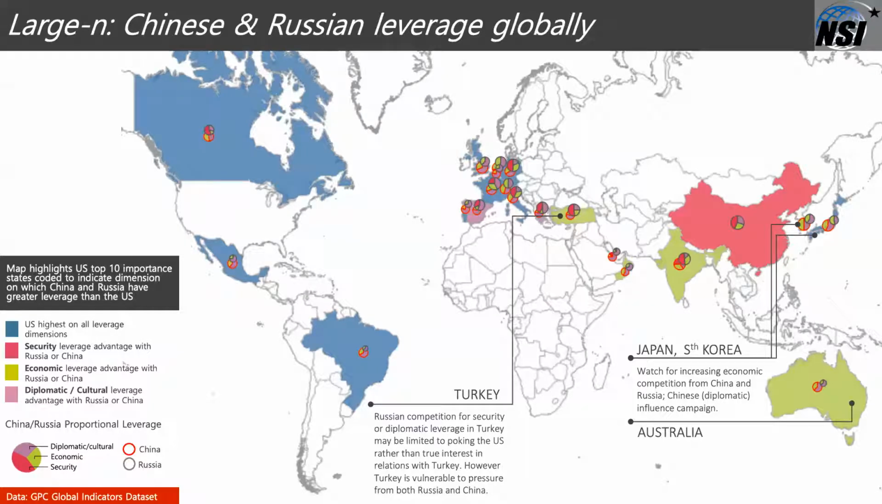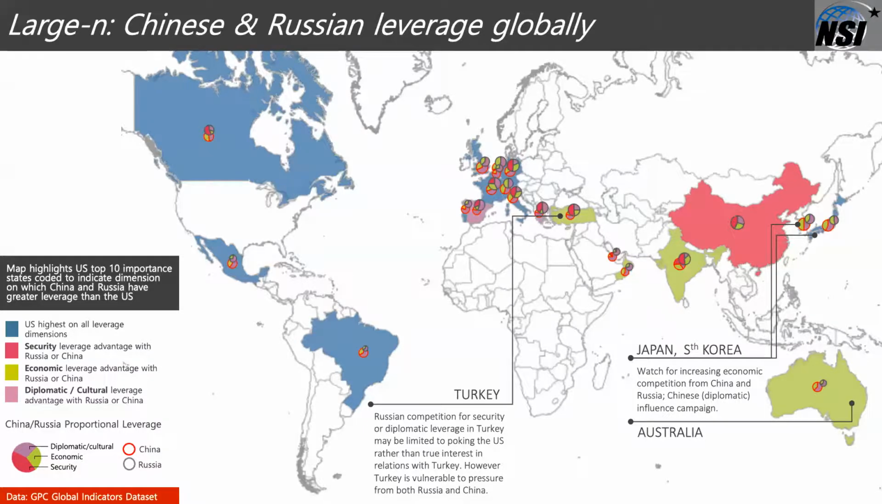Russia has some security leverage in almost half the US high importance states, not top 10, but the next step down, while China only has security leverage in Qatar. China has economic leverage, however, in every one of the US top 10 and greater economic leverage than Russia in half of these. Russia and China have considerable economic leverage in European states important to the US, and China is increasingly augmenting this with greater diplomatic and cultural leverage.